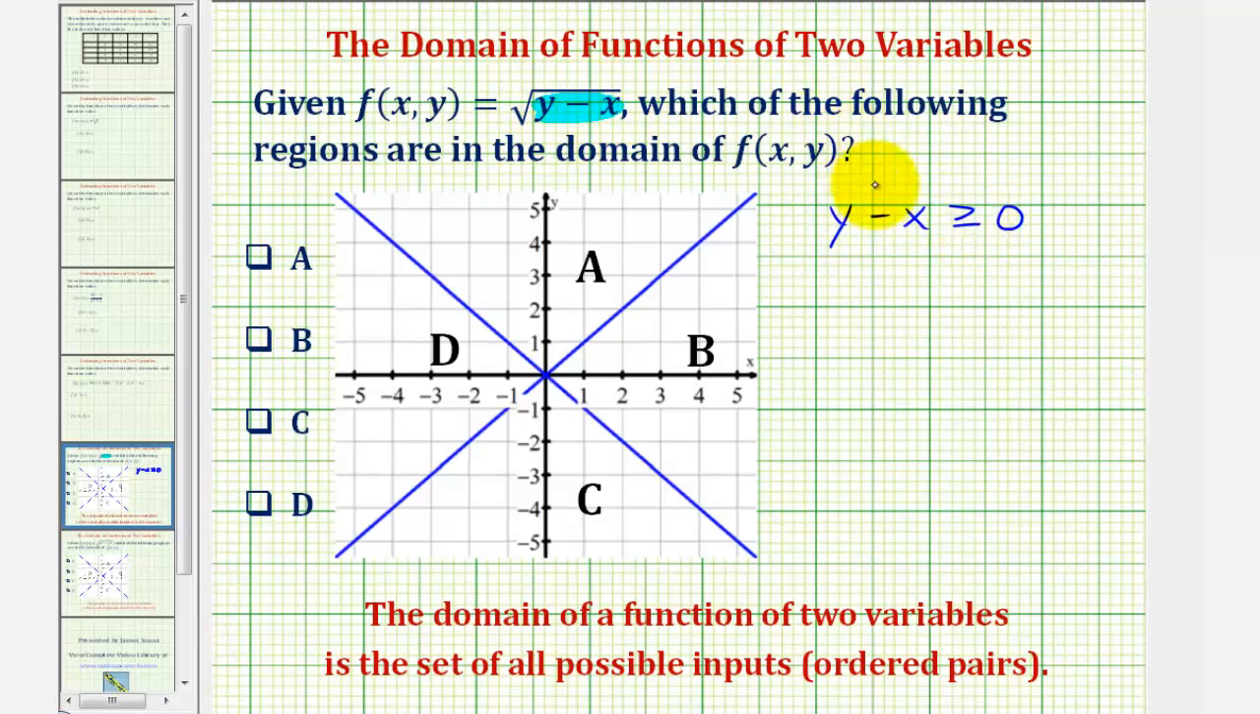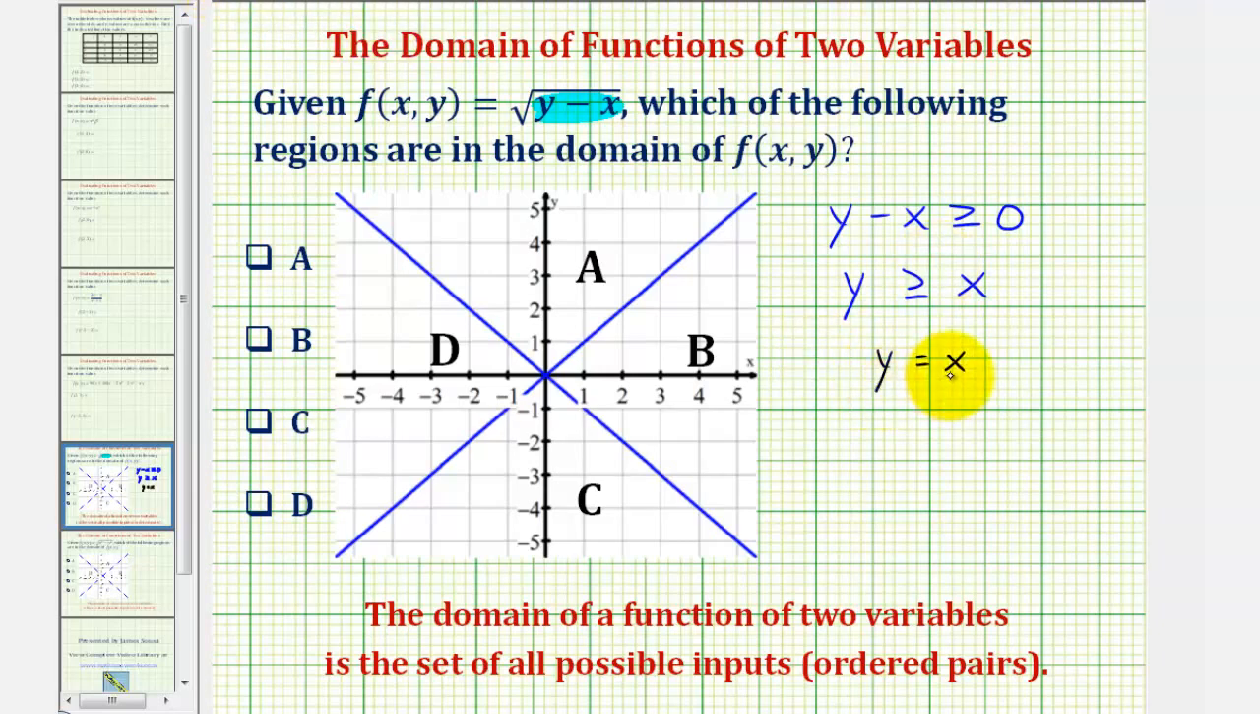So to solve this for y, we would add x to both sides, giving us y is greater than or equal to x. If we graph this linear inequality on the two-dimensional coordinate plane, we'll know the region that forms the domain of f of x comma y. First we'll graph the line y equals x, and then we'll determine where to shade.